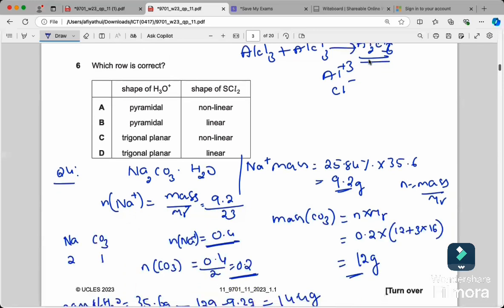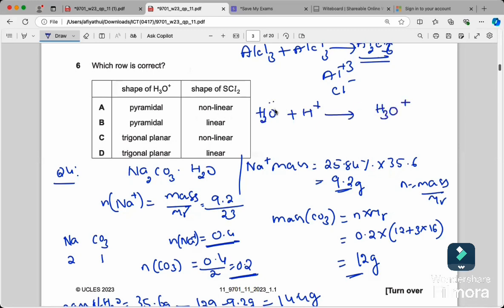Now, question number 6. Well, the question number 6, the shape of H3O plus and the shape of sulfur chloride. So actually this H3O plus, how is it formed? When the water reacts with the H plus ion, this will make H3O plus.